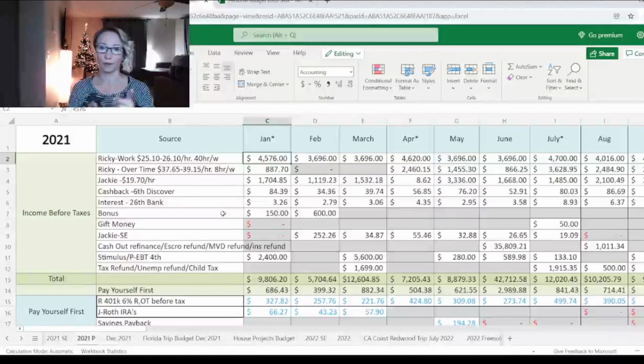But I did have one thing when I was still working at Amazon at the beginning of the year. Gift money, so if you have birthday money, Christmas money, that type of stuff coming in. And then I had my self-employment, so there were a few months I did contribute to the personal budget.